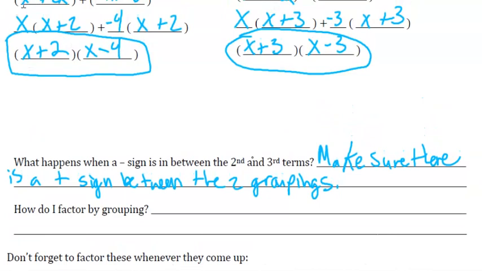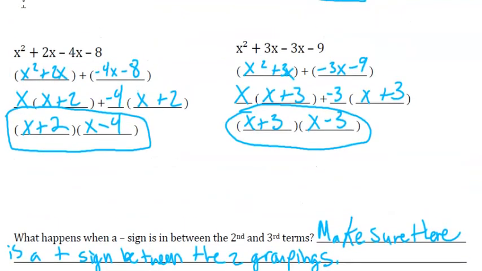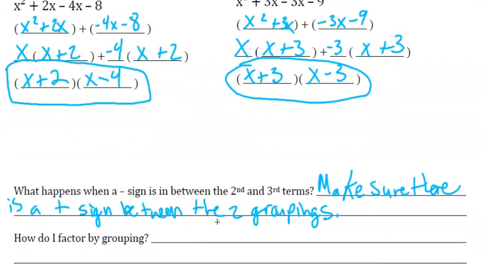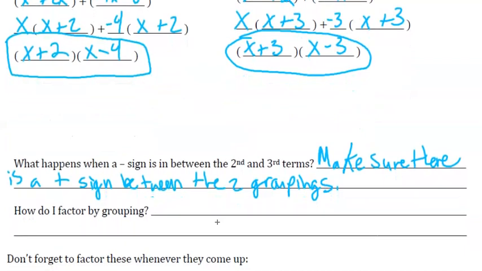And then, before you move on, write down, how do I factor by grouping? Write down the explanation of what we did on these examples on the lines provided.